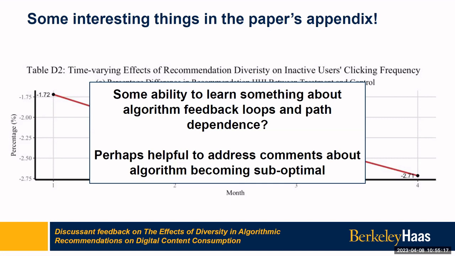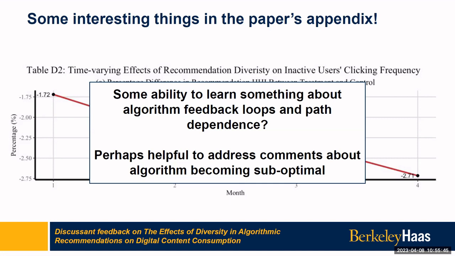But I think this could also be helpful in addressing some comments about the algorithm being suboptimal. A couple of folks in the audience asked, insofar as you're increasing diversity, aren't you also just making the recommendations worse? In my experience, and I'm not 100% sure this is happening in this particular experiment, these algorithms are trained myopically on increasing clicks or consumption in the session where a particular piece of content is shown. But we don't know that that's actually optimal in the long term.